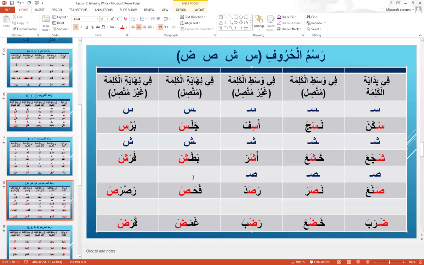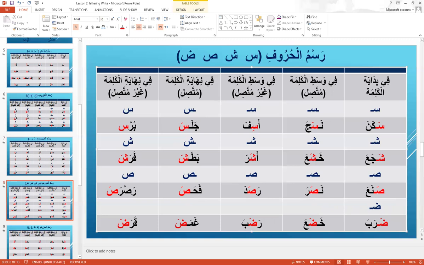Sod fi nihayat kelma muttasil, so we write the connection first and Sod. Sod في نهاية الكلمة غير متصل. Sod at the end of the word not connected, so it's going to be written like this. Then the same way we wrote Sod, we're going to write Dod. So Dod في بداية الكلمة is going to be written like this.